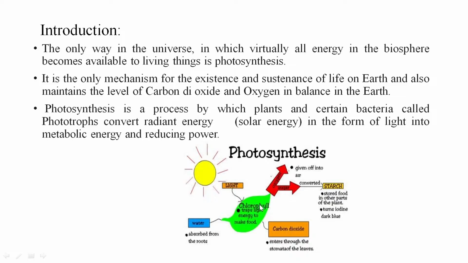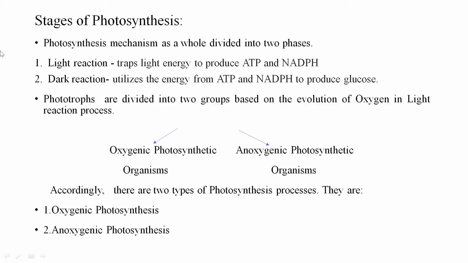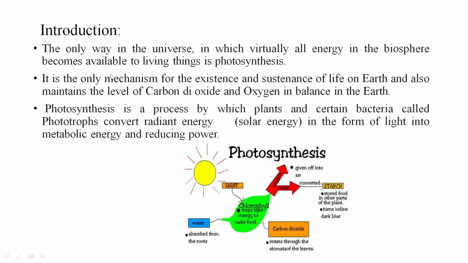Photosynthesis is a process by which plants and certain bacteria called phototrophs convert the radiant energy derived from solar energy, in the form of light, into metabolic energy and reducing power. This is the mechanism of photosynthesis. Photosynthesis includes internal factors and external factors. The chlorophyll, the sunlight, as well as carbon dioxide and water are utilized in the photosynthesis reaction.